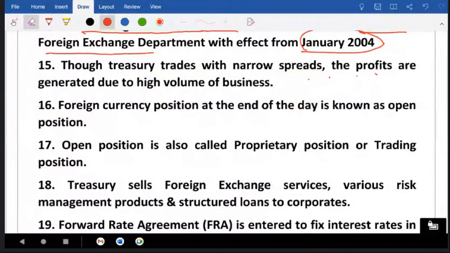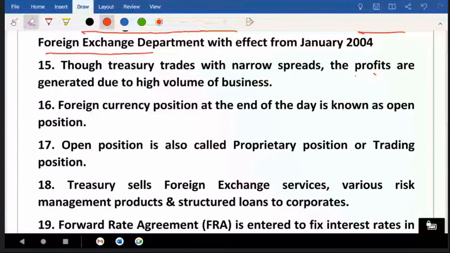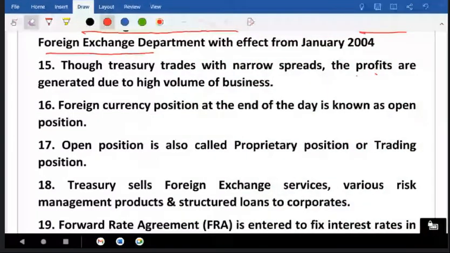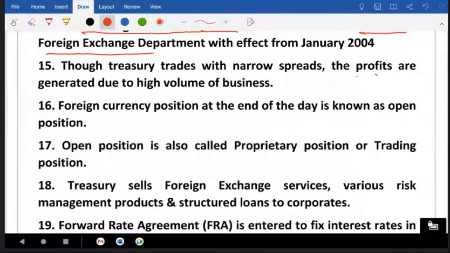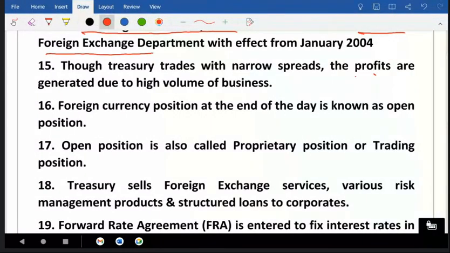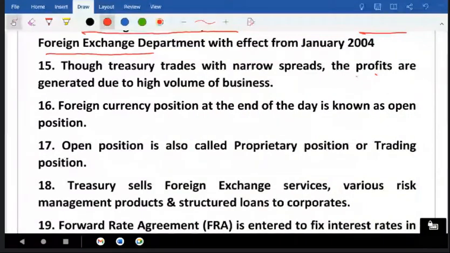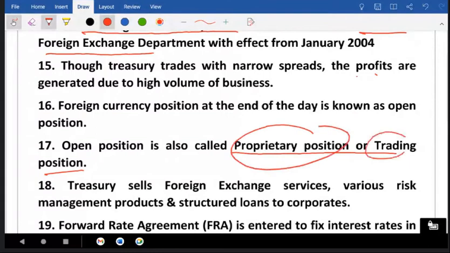That means whatever foreign currency they hold at the day end. Foreign currency position at the end of day is known as open position. Sometimes you can be asked what is the open position. So it is the foreign currency position at the end of the day; whatever foreign currency is held is called open position. Open position is also called proprietary position or trading position. So three names are here for the open position. I'll repeat once again: open position is also called proprietary position and trading position.